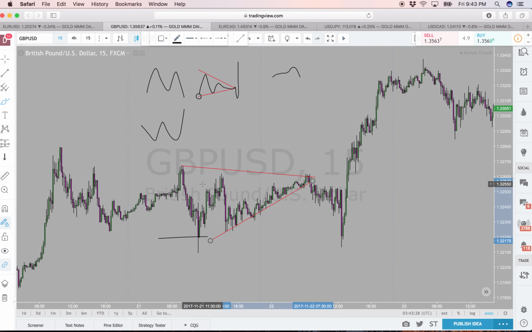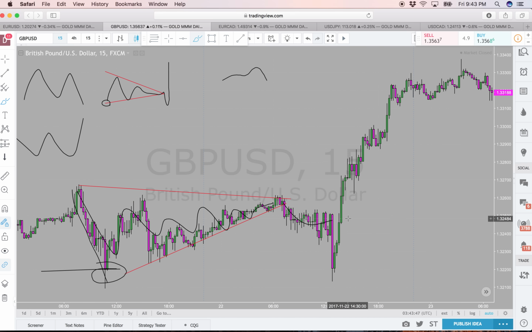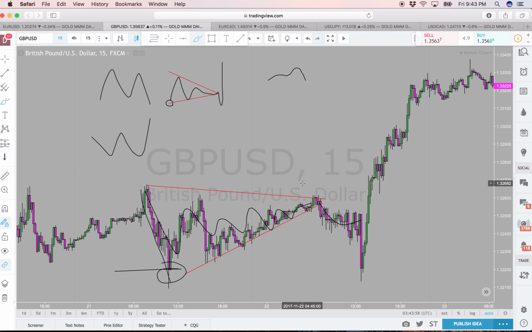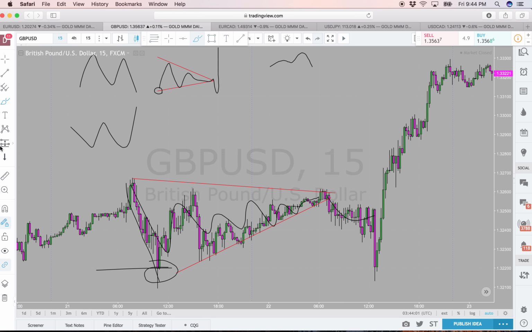Wedge formation pattern, and here's that low. The low was created here, and here's that wedge formation that started, and then the second leg, the breakout, right? The breakout of this wedge is what creates that second leg. A lot of times it actually happens instantly. A lot of times it won't consolidate here for this long, but that is just a different variation of our signature trade. They come in all different types of variations.